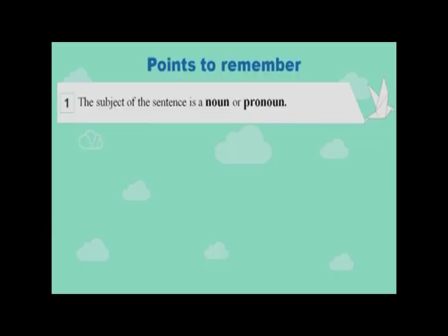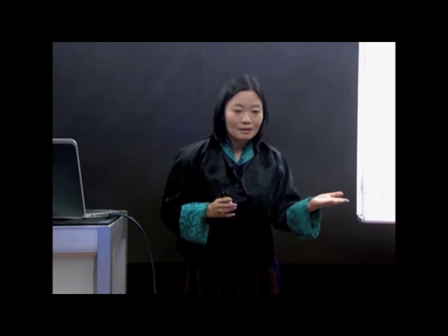First thing is there are points to remember, as I told you. The first point that you should remember to understand about subject and verb agreement is the subject of a sentence is noun or pronoun. Subject of a sentence is noun or pronoun. So, I hope you know what is noun and pronoun. However, to those who have forgotten, I'll tell you, noun is a word that refers to place, things, names.